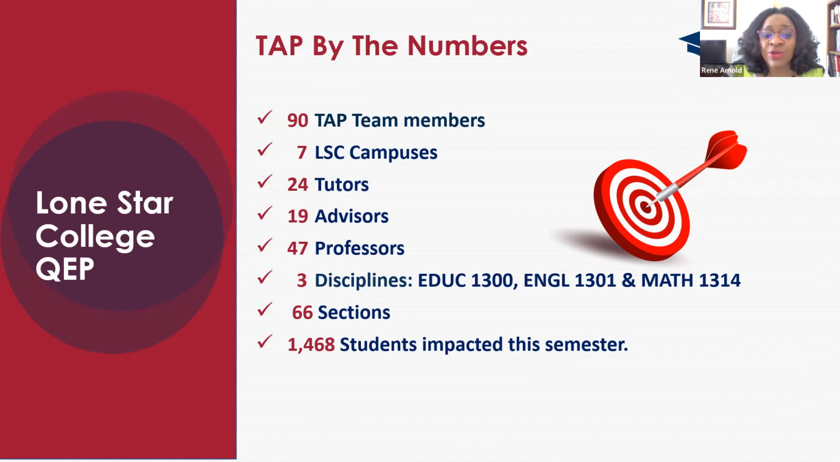And again, those were 7 campuses, which consisted of 24 tutors, 19 advisors, 47 professors in 3 of our gateway courses, which is our Education 1300, which is first year experience, our English 1301, and Math 1314. This included 66 online sections with the impact of over 1,400 students. It was very aggressive and we learned a lot.